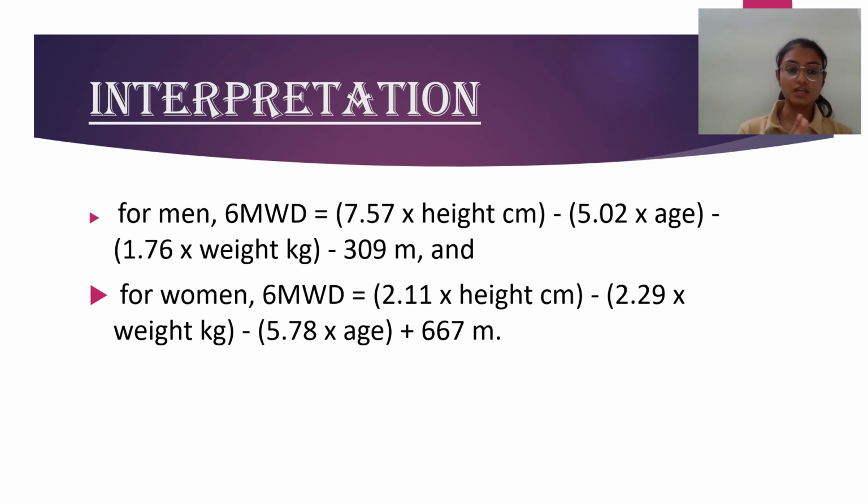Now, what about interpretation? The formula for calculating this: for men, the 6-minute walk test distance equals 7.57 times height in centimeters, minus 5.02 times the patient's age, minus 1.76 times weight in kg, minus 309 meters. And for women, the formula is 2.11 times height in centimeters, minus 2.29 times weight in kg, minus 5.78 times age, plus 667 meters.